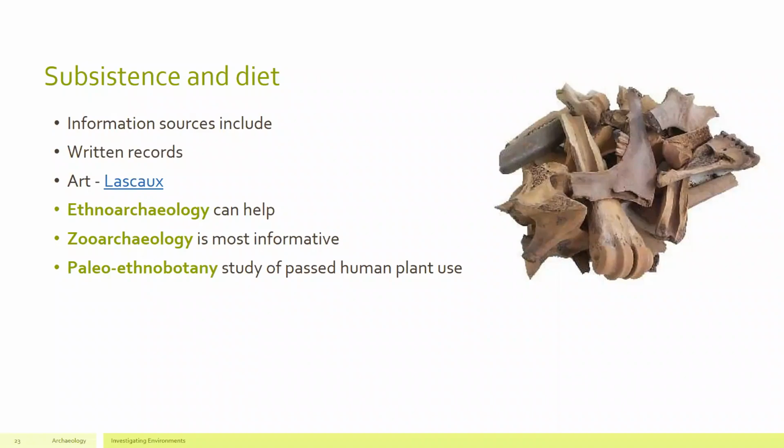Ethnoarchaeology may be able to help if people have ancestors or ancestral stories. They can talk about the changes and fluctuations of the different animals that they hunted and where. Zooarchaeology really is very informative. If you find the direct evidence of them in the archaeological site, you can count them and measure them and document them. Paleoethnobotany is a study of past human plant use. That's useful.